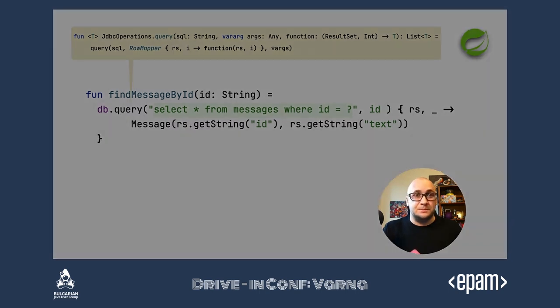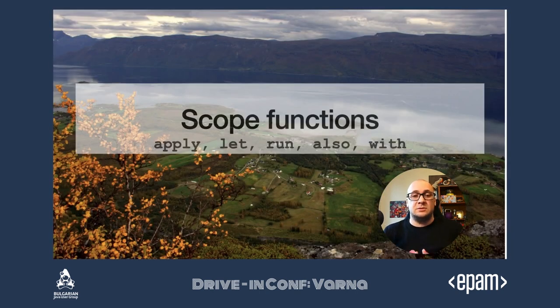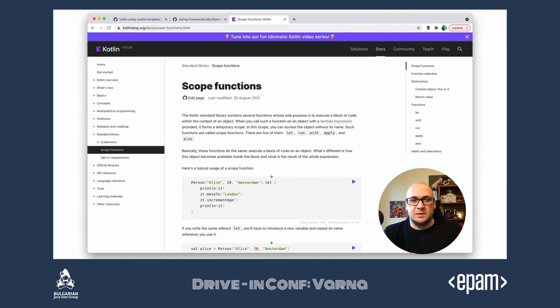In fact, if you look into the standard library of Kotlin, you will see that a lot of functions are provided as extension functions, and the brightest example there is the scope functions. This is the set of functions that are extensions to any type, and the whole purpose of those functions is to execute a block of code within the context of an object. There are 5 functions that we call scope functions. It's let, run, with, apply, and also.